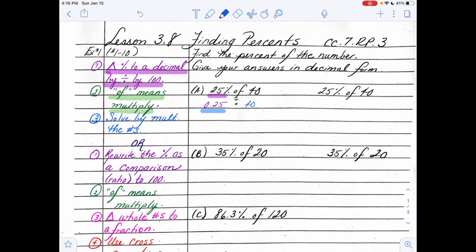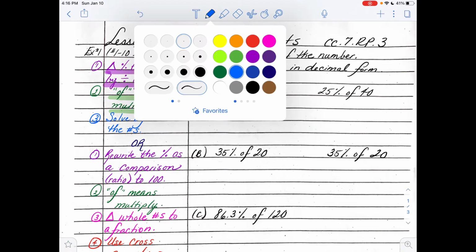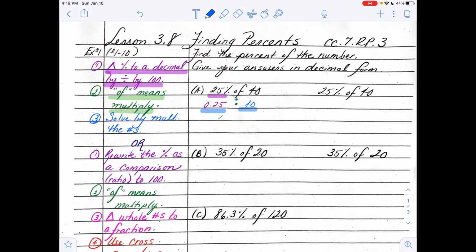Let's just do 25 times 4. Forget the 0 right now. What's 25 times 4? 4 quarters is 100. And then I put the 0 at the very end. Then remember, we have to put the decimal back in once I multiply it. Move it over 2 places. That gives me an answer of 10. 25% of 40 is 10.